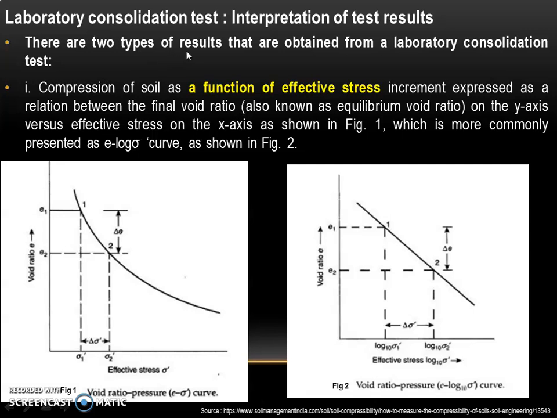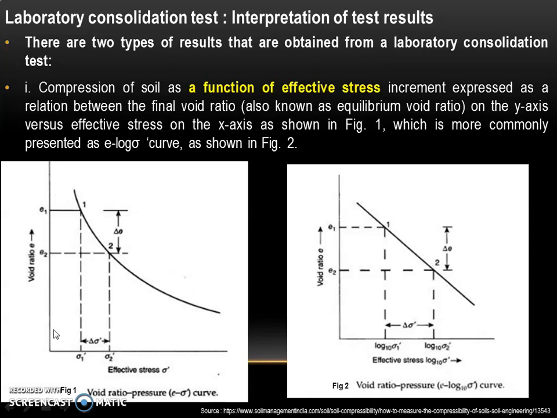There are two types of results that are obtained from laboratory consolidation test. The compression of a soil as a function of effective stress increment is expressed as a relation between the final void ratio e, which is also known as equilibrium void ratio, on the y-axis, versus effective stress sigma dash on the x-axis. And this can even be represented by e versus log of sigma dash curve.